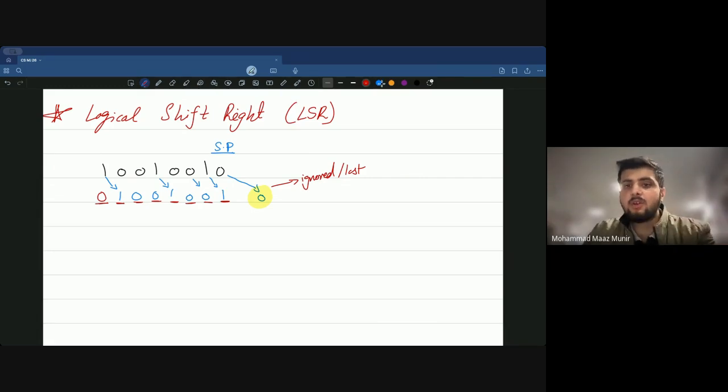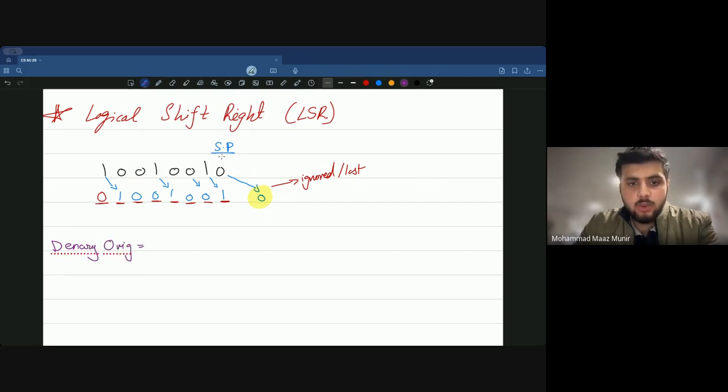Now, if I have to calculate the denary of the original value, it's going to be what? So let's do it. 1, 2, 4, 8, 16, 32, 64 and 128. Let's add them up. So it's 128 plus 16 plus 2. So it's 130 and 146. So it's going to come up as 146.